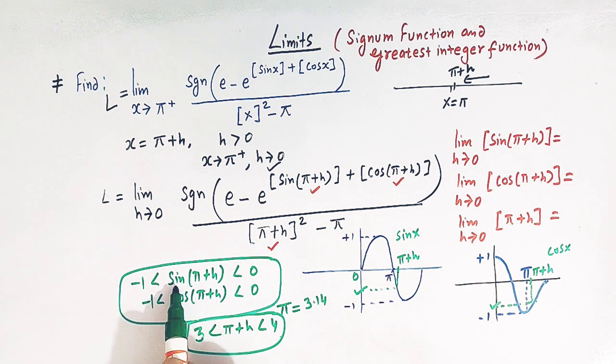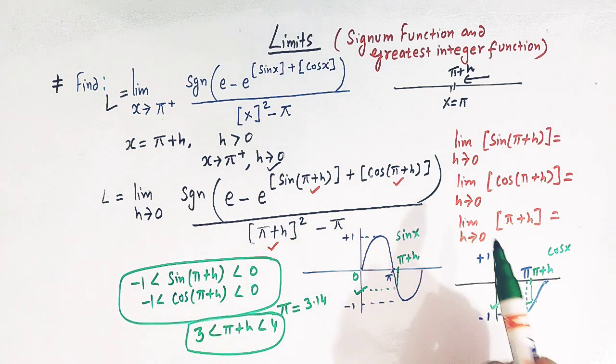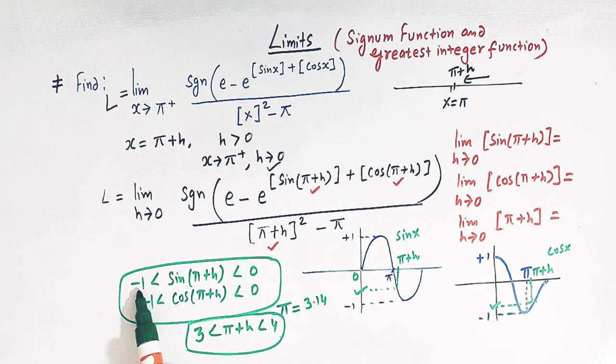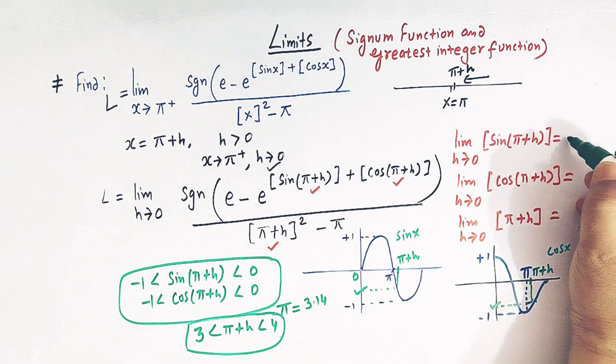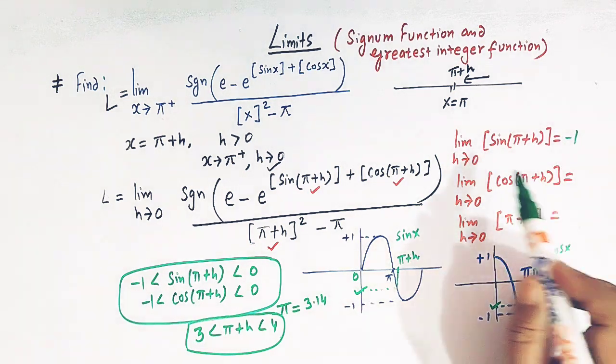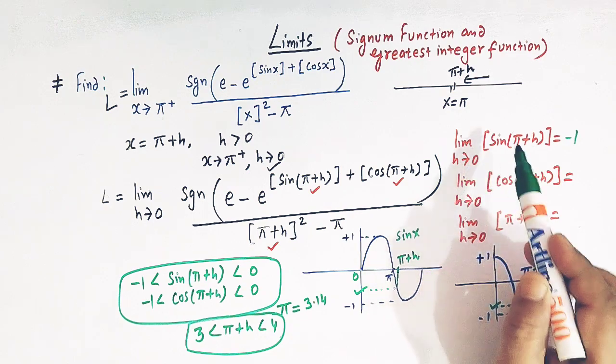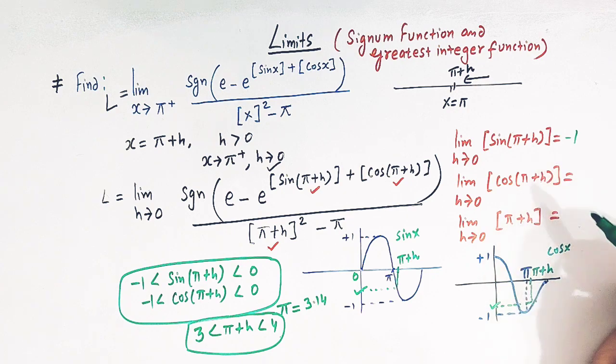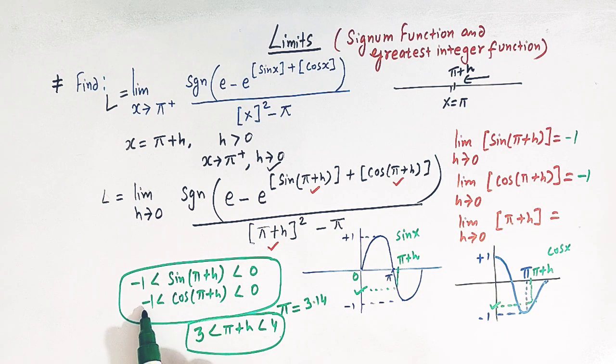So now see, sine pi plus h lies between minus 1 and 0, right? So the greatest integer of sine pi plus h must be equal to minus 1. So here we have minus 1. So this limit, that is limit h tends to 0, greatest integer of sine pi plus h must be equal to minus 1. And similarly, the greatest integer of cosine pi plus h is minus 1, because cos pi plus h lies between minus 1 and 0, right?